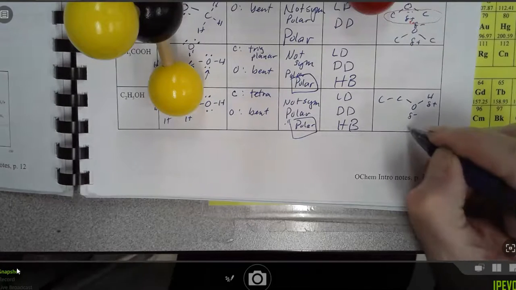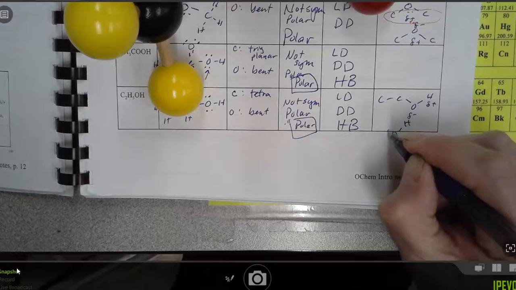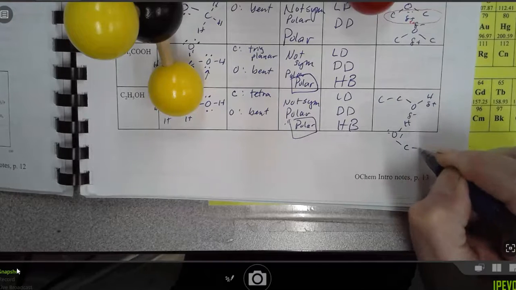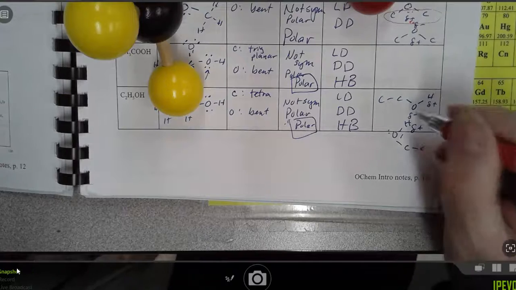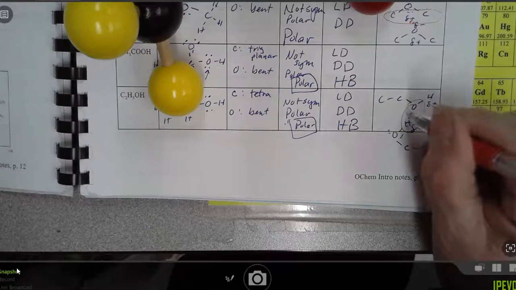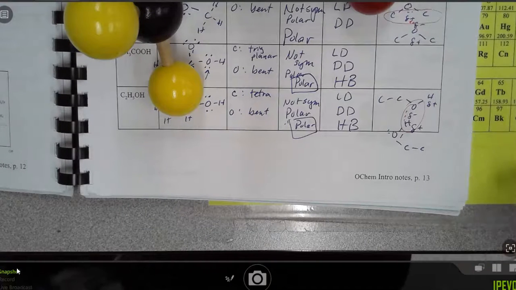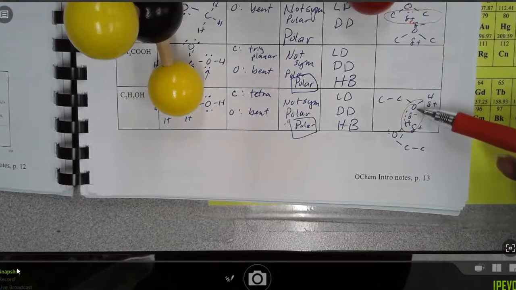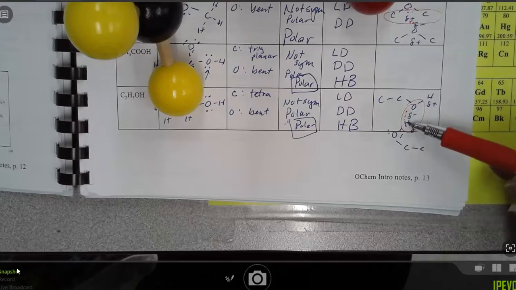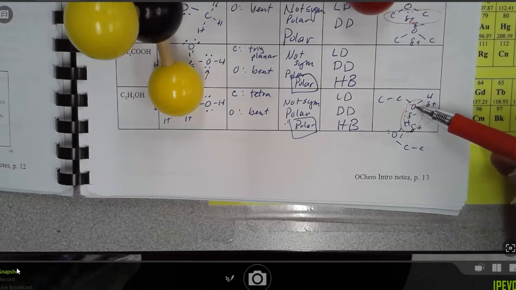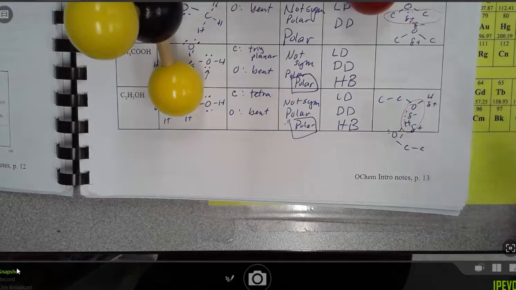So now I need the HO and then my two carbons there. That's my partially positive. So it is right here. That's where my hydrogen bonding occurs. That's my attraction that's occurring. So again, the hydrogen that's attached to the O is attracted to the O of the other molecule. And so that is hydrogen bonding.